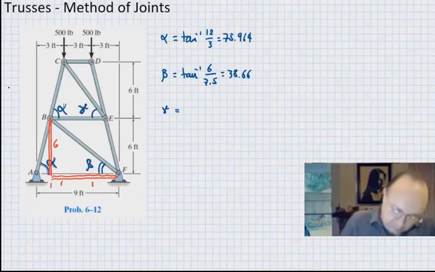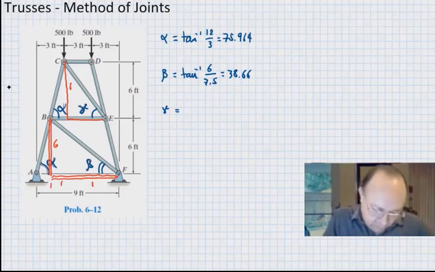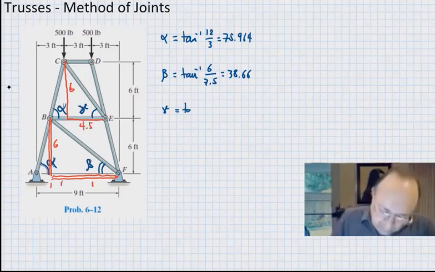And gamma would be, if I do it here, this opposite side over this horizontal. So this is 6 over this is 3 plus 1.5, 4.5, right? Tangent minus 1, 6 over 4.5.